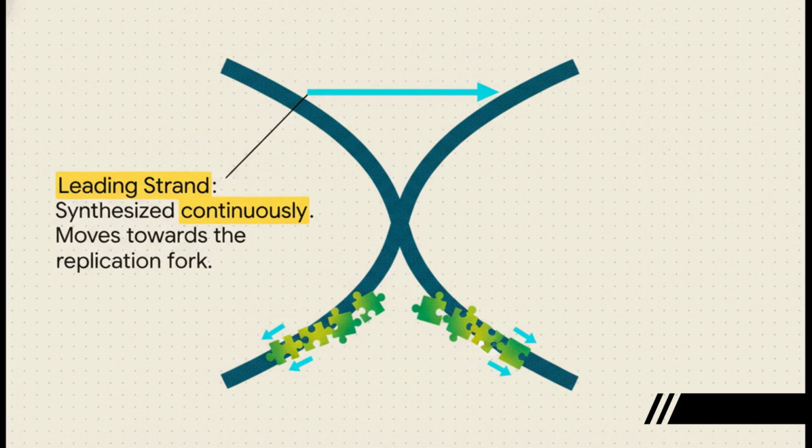But now look at the lagging strand on the right. This one's the tricky one. To obey that 5 to 3 rule, it has to be built backwards, away from the unzipping fork, in little chunks. These chunks are called Okazaki fragments. Each little piece needs its own primer, and later on they all get stitched together. This difference is a classic CUET trap, so make sure you've got it down cold.